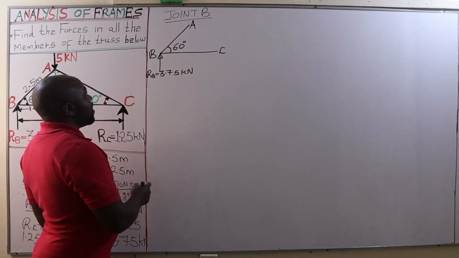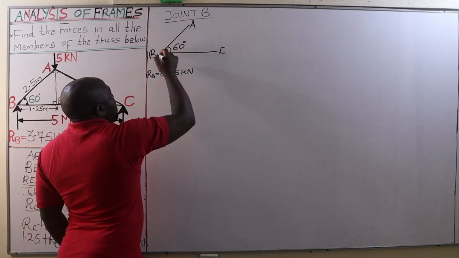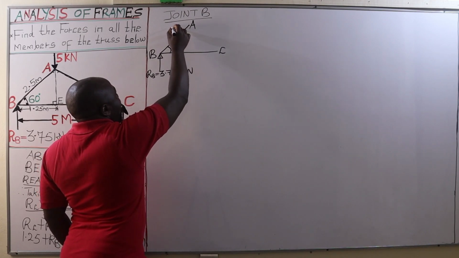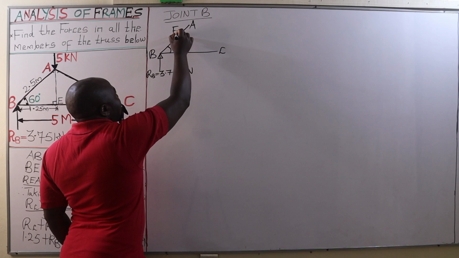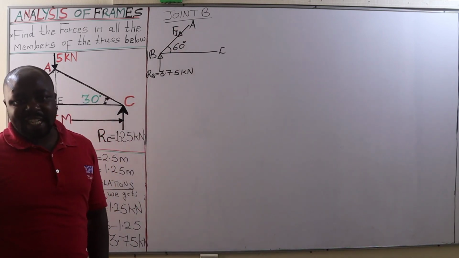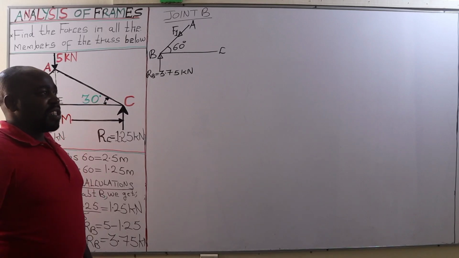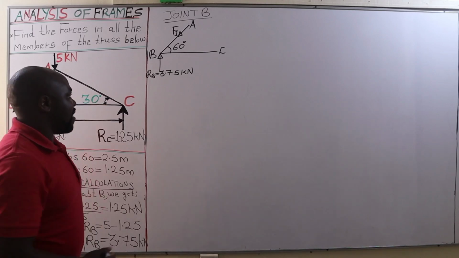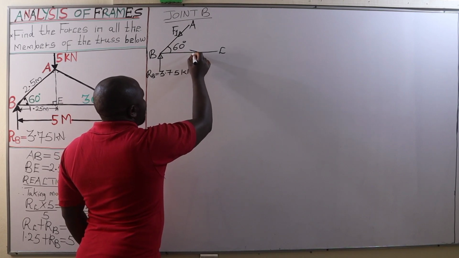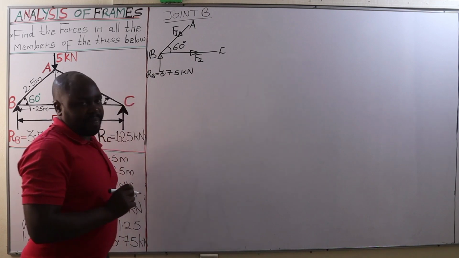Now, let's assume that on member AB, we have a force F1. In this case, we don't know whether it is a compressive force or a tensile force. We shall know that after getting its value. On member BC, let's assume that we have a force F2.